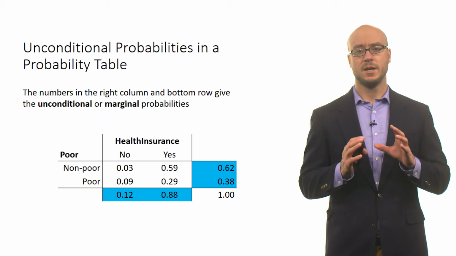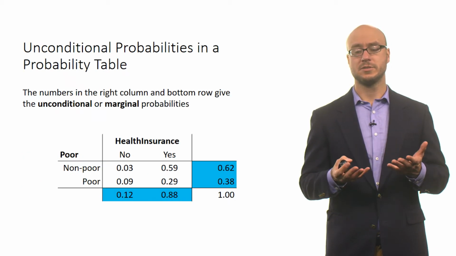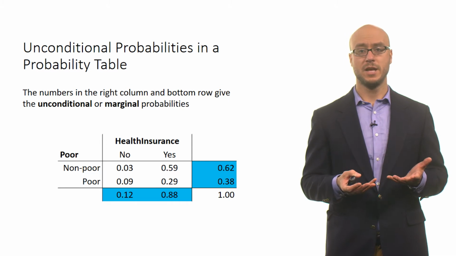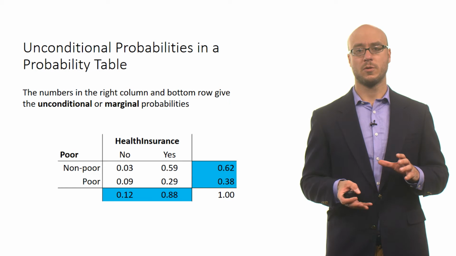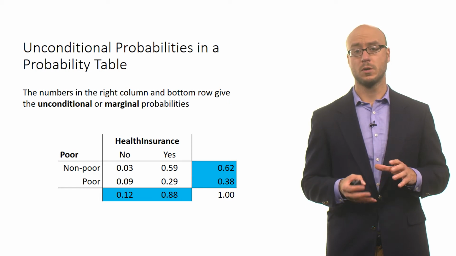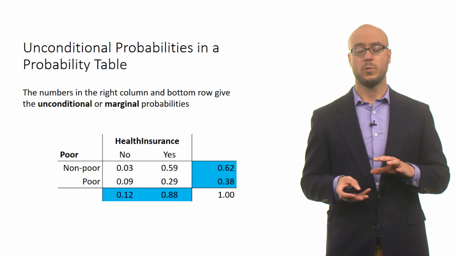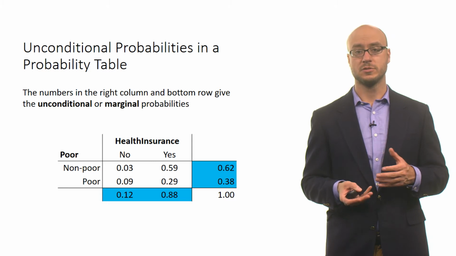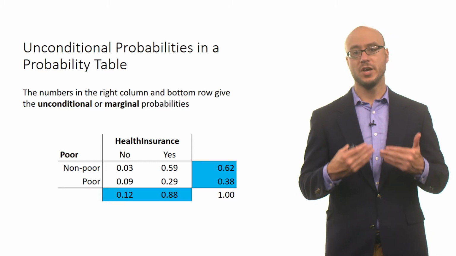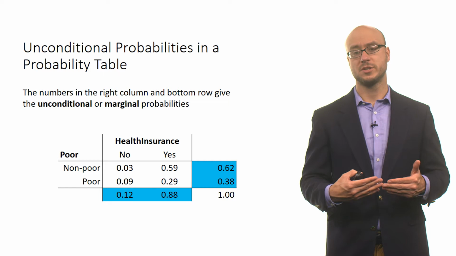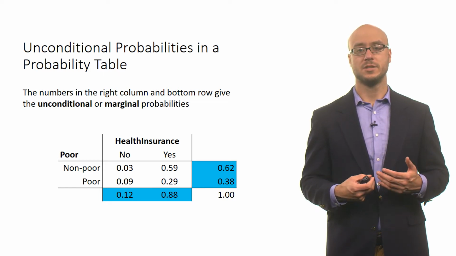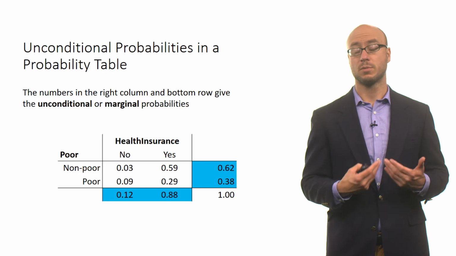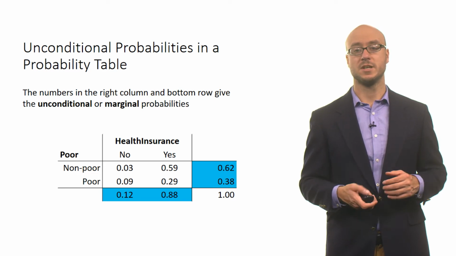Sometimes you will see unconditional probabilities, and these are just given in the 2x2 table. So here we have our 2x2 table for whether or not a respondent is poor or not poor, and whether the respondent has health insurance or does not have health insurance. The unconditional or marginal probabilities are simply given in the margins. These are equivalent conceptually to the unconditional proportions and percentages that we've discussed in previous lectures.